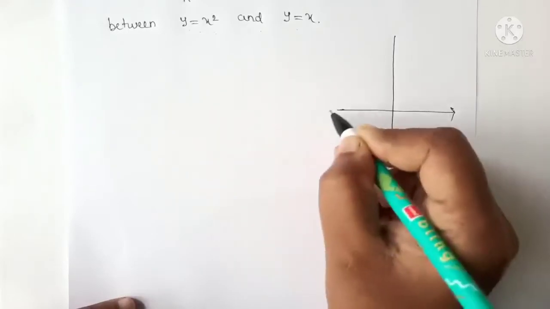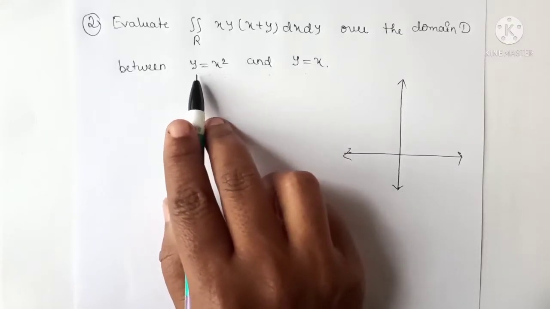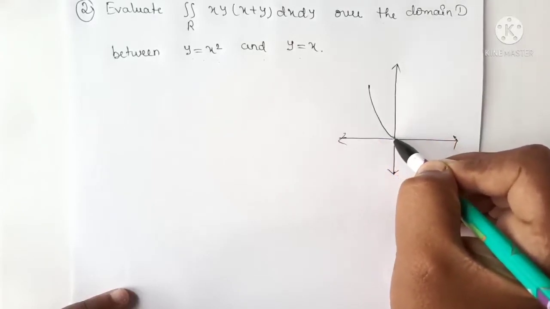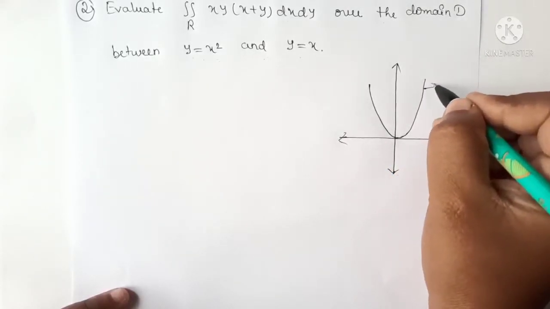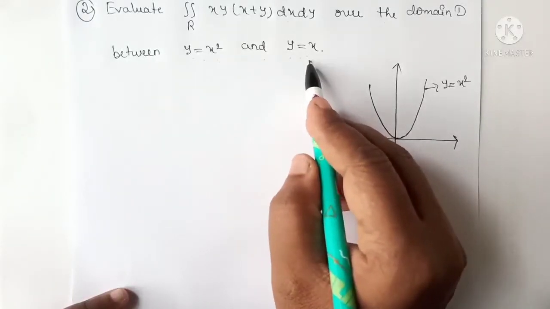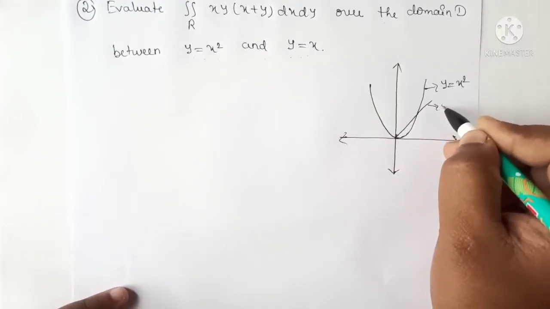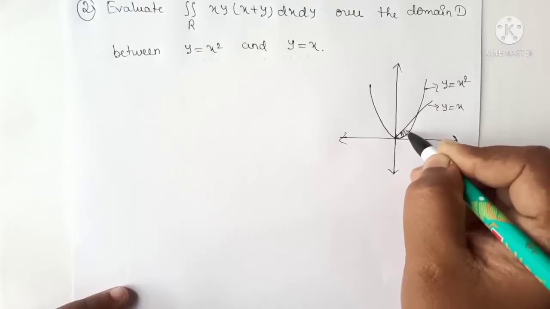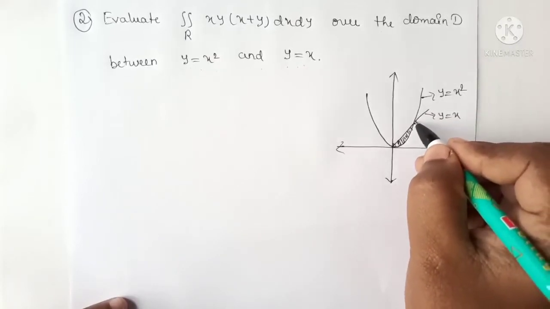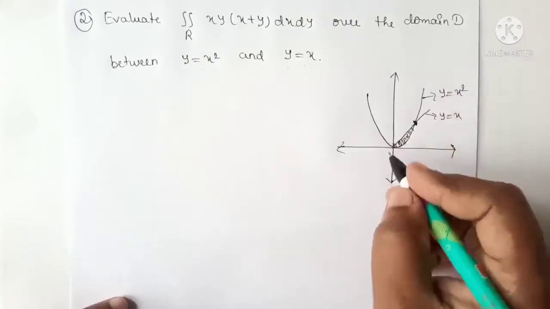See here, you can observe that the first curve is y equals x square, which represents a parabola which opens towards the y-axis. So we draw a parabola y equals x square, and here y equals x represents a line. Now this is our area of integration. First we have to find the point of intersection of these two curves. Then we take the limits.